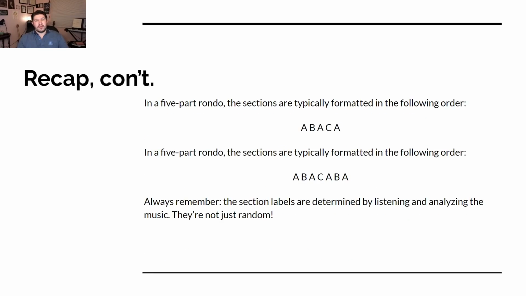So a 5 part rondo is usually configured A, B, A, C, A, and the 7 part rondo, it should say 7 there, I apologize, typo, friends, should be A, B, A, C, A, B, A. But always remember, the section labels are determined by listening and analyzing. It's not just random. You don't just say, oh, it's usually this, so we do this. You've got to listen to it and really make sure that that is making sense.